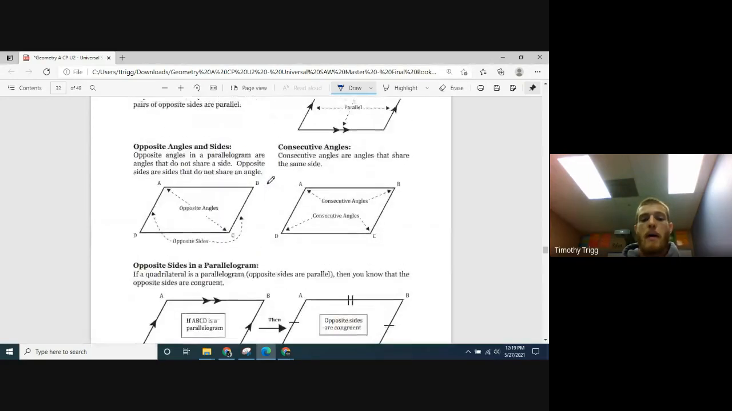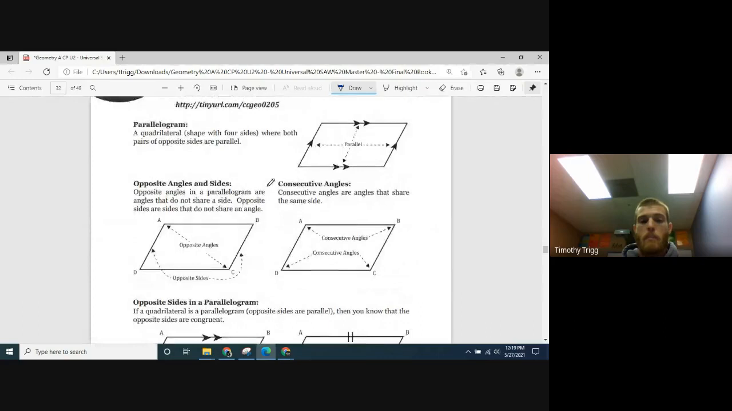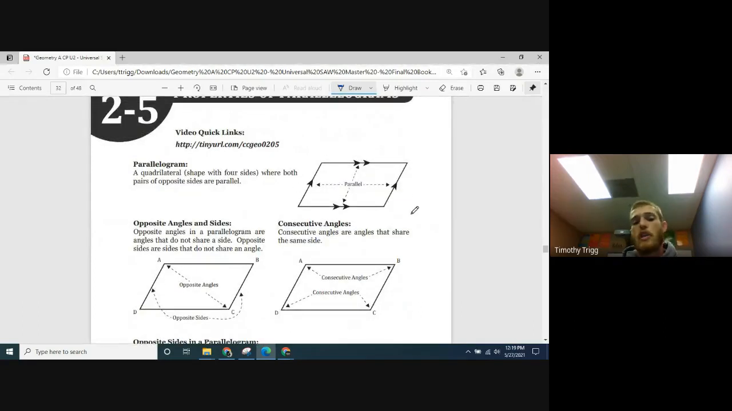Next, we're going to talk a little bit about parallelograms. A parallelogram is a four-sided shape where the opposite sides are parallel. So the top and bottom in this case are parallel to each other. Top and bottom are parallel, and the left and right are parallel. So that forms a parallelogram.